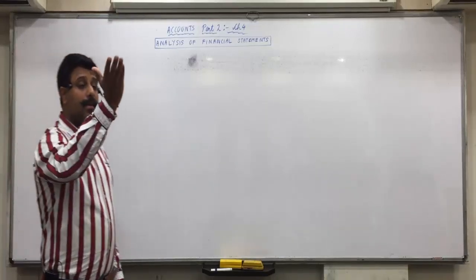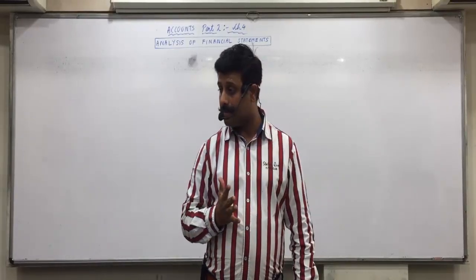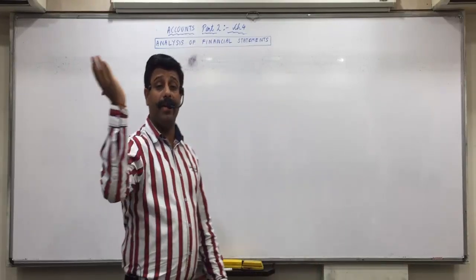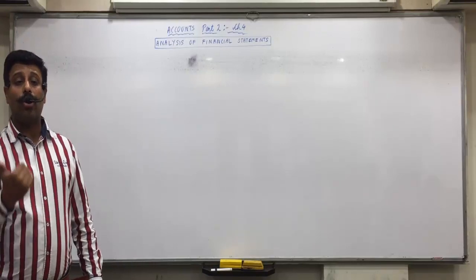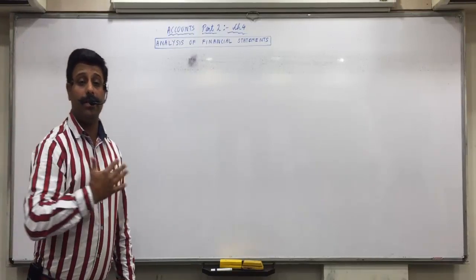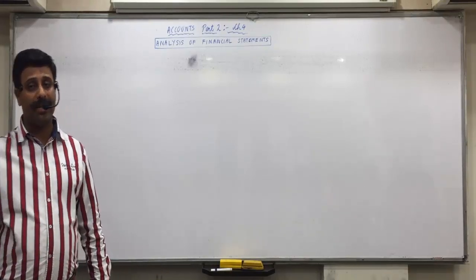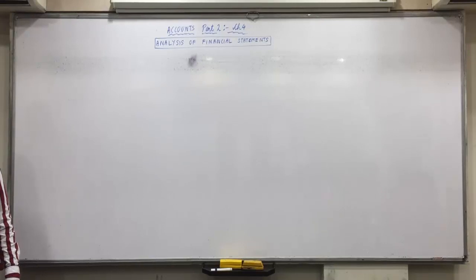Horizontal analysis is technically called comparative statements. Horizontal analysis is called comparative statements, and vertical analysis is called common size statements. And we are going to study practical questions on these two topics in detail: comparative and common size statements.